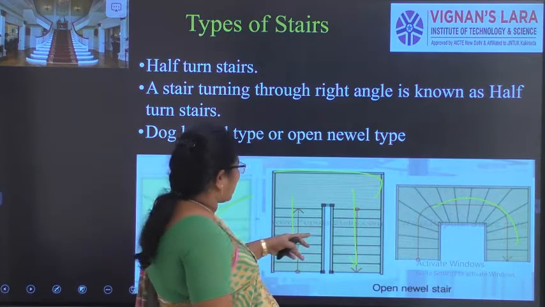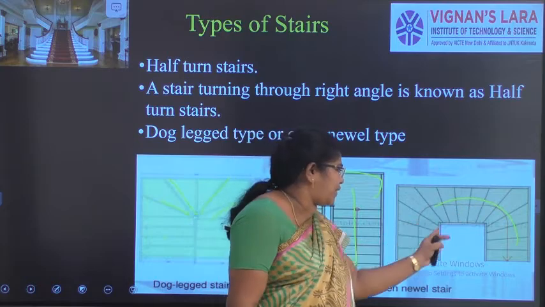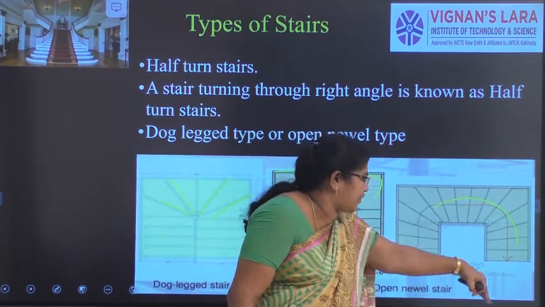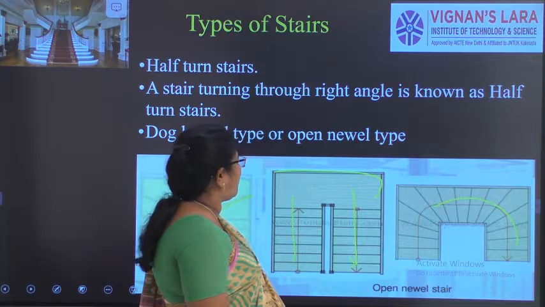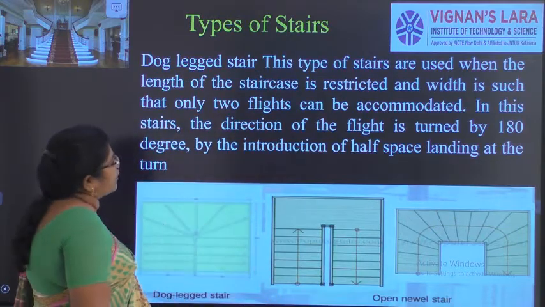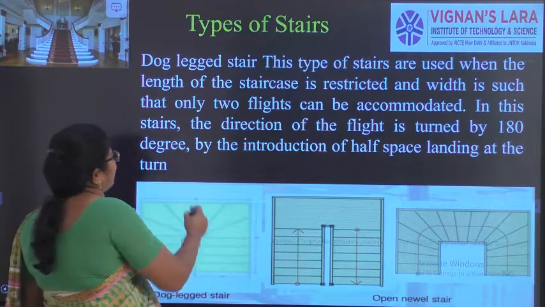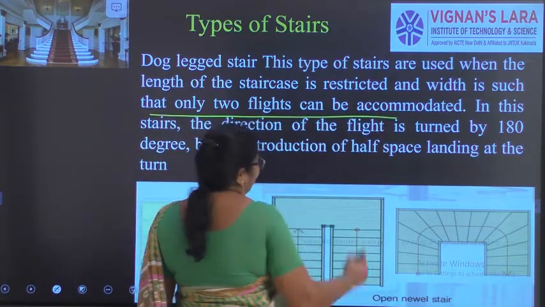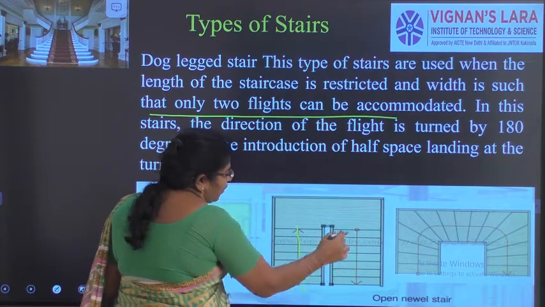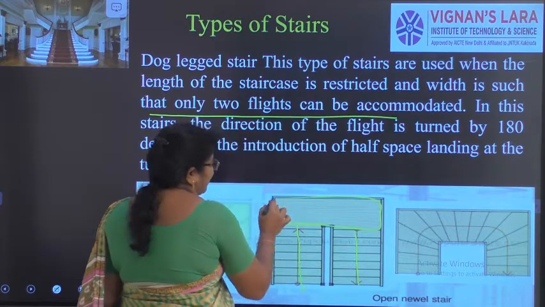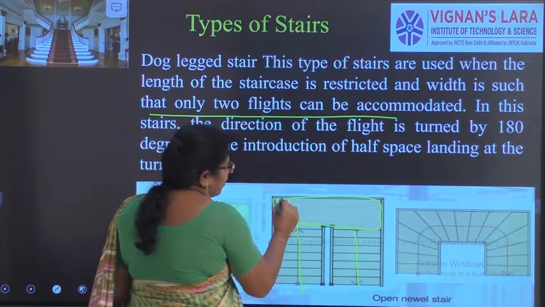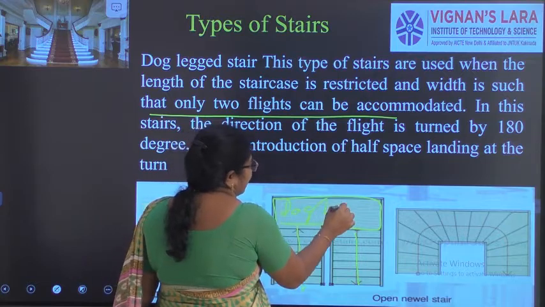Then there is the dog leg staircase, and if it is provided with windows or another staircase and it is moving, we call it the open newel staircase. The dog leg staircases are used when the length of the staircase is restricted, and with this the two flights can be accommodated. So here one flight, here one flight. Here the entire width will be taken for the landing. This I call a dog leg staircase.